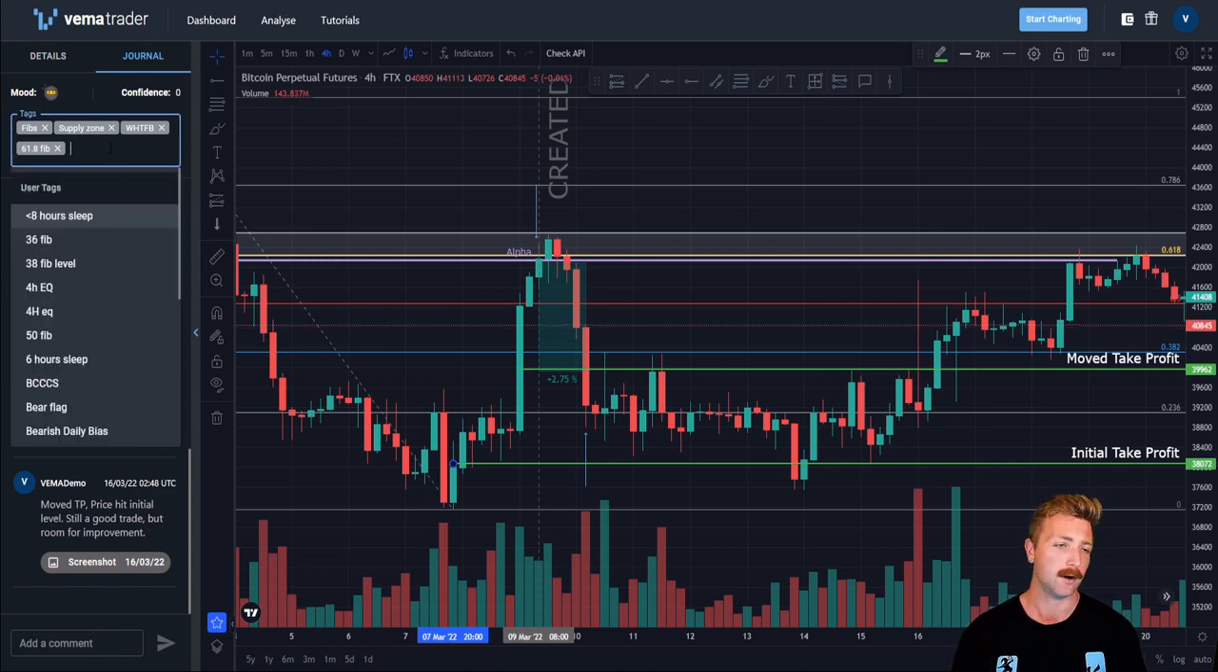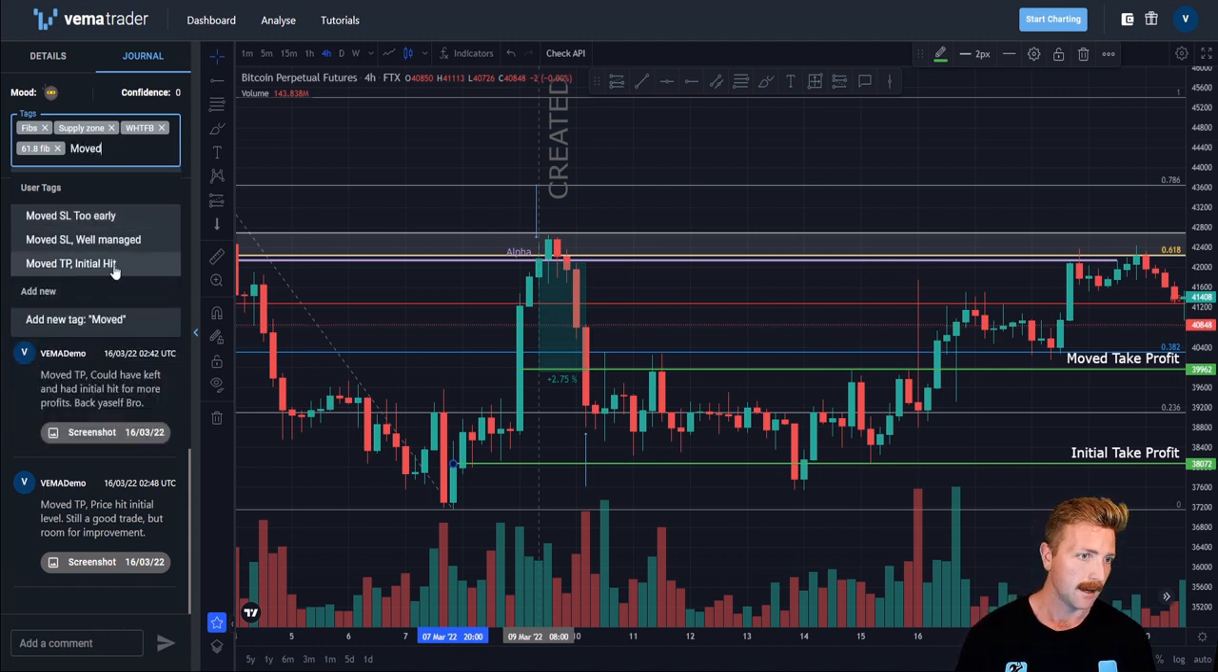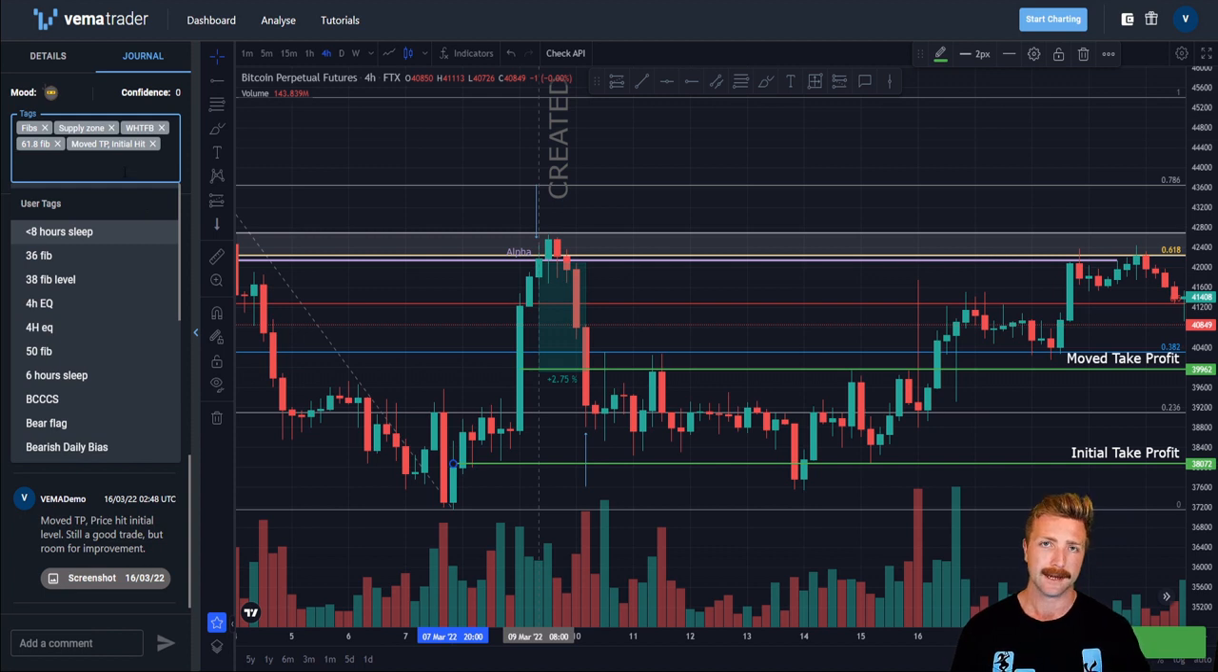So in the journal, I can now add tags after the trade's taken place. So in this case, I moved my take profit and my initial was hit. By tagging that, I can now go and filter this data in the Analyze section. So I can see, okay, I am repeatedly moving my take profit and price constantly gets to my initial take profit. I really need to stop moving my take profit and just back myself in.